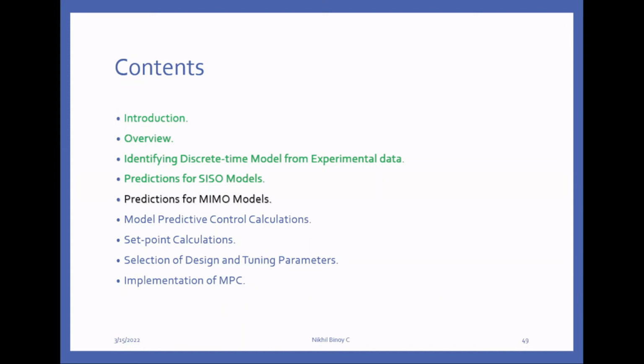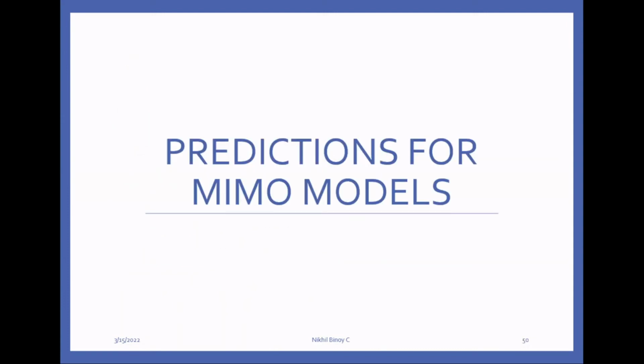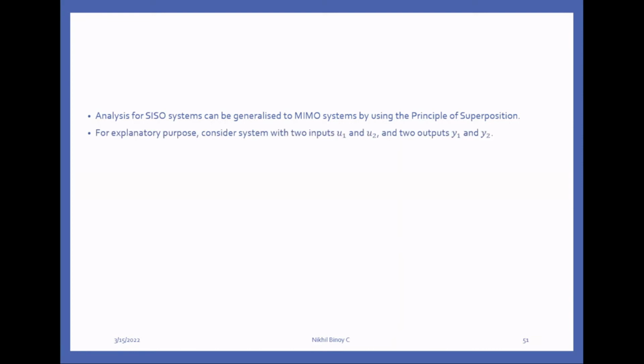Okay, so we are now going to discuss predictions for the MIMO model. It means how to convert a single input, single output model to a multi-input, multi-output model. So, predictions for MIMO, multi-input, multi-output models. It's a small section. Analysis for a single input, single output system can be generalized to a multi-input, multi-output system by using the principle of superposition.